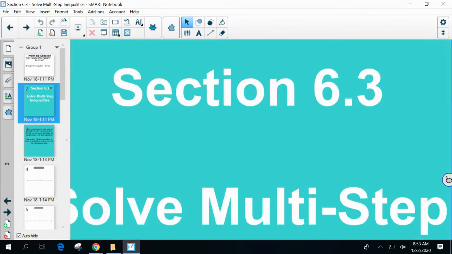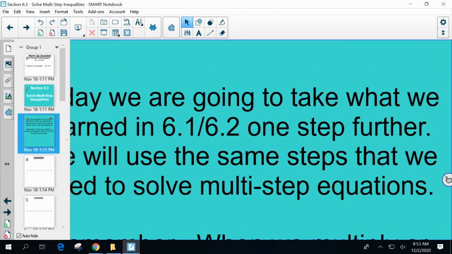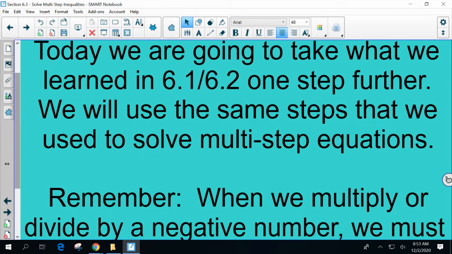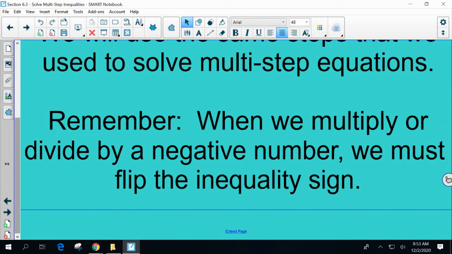Right, so section 6.3, solving multi-step inequalities. When we start this, we're going to take what we learned in 6.1 and 6.2, and add what we know about multi-step equations and combine them together. Just a reminder, if you multiply or divide by a negative number, you have to flip your inequality.